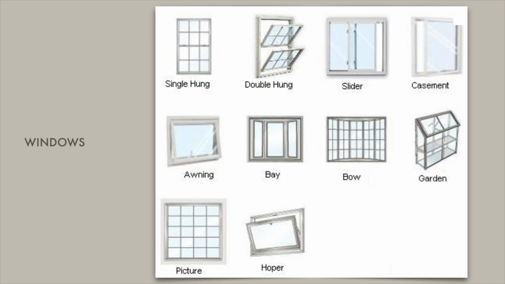There are many types of windows, although all windows are inspected the same. Typical types of windows are single and double hung, casement, and awning windows.